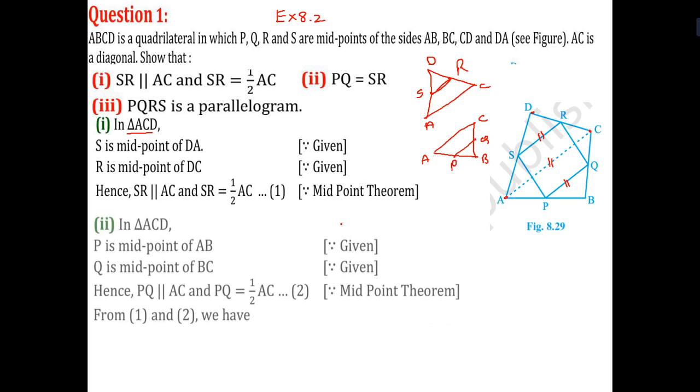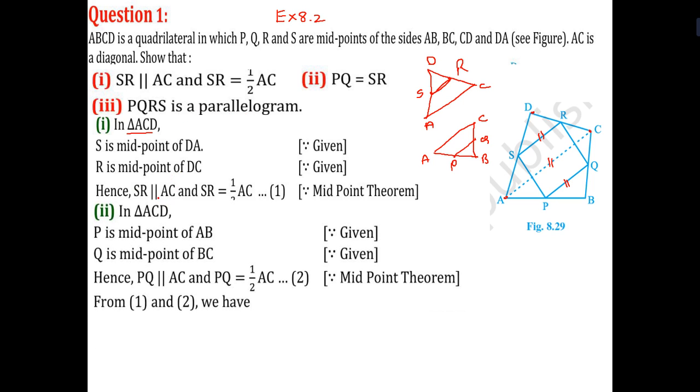Let me see that. So now ACB. In triangle ACB, P is a midpoint of AB and Q is a midpoint of BC. Hence PQ parallel to AC and PQ is equal to half AC, midpoint theorem. So from 1 and 2 we see that SR is equal to PQ. So first it is already proved. In second, PQ is equal to SR. So from first and second we can say that SR is equal to PQ.